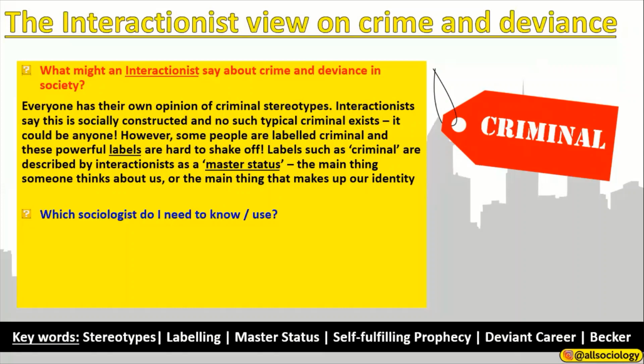But we only have ever come to this agreement of what a criminal is because it's been socially constructed. We've said at some point, when someone does this, they become a criminal. When someone does this, they do become a criminal. But when someone is labelled as a criminal, this is a label that's incredibly hard to shift and to shake off. And an interactionist like Becker might describe a big, strong label such as criminal as something known as a master status. It's the main thing that someone thinks about us, or the main thing that makes up our identity.